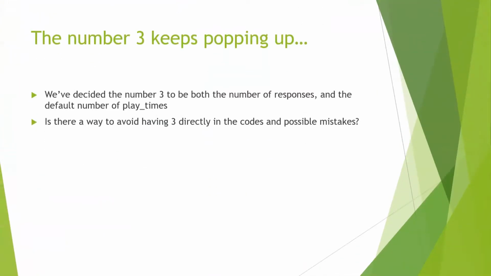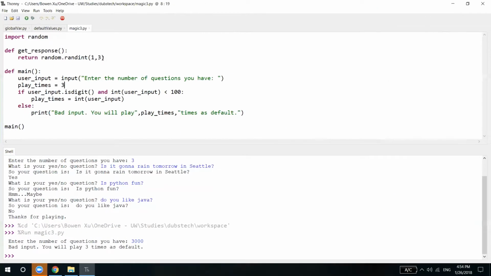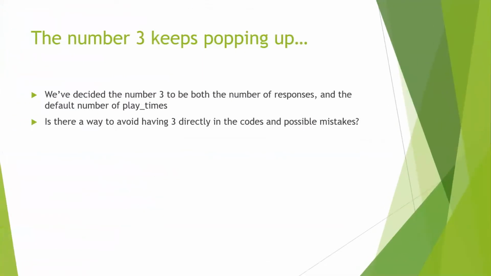So the number 3 keeps popping up. Because we've decided that this is 3, and that is 3. So number 3 is both the number of responses and also the default number of play times. Is there a way to avoid having 3 directly in the code and avoid possible mistakes? Because the more numbers you have, the more you will lose track of everything, and that is not practical.